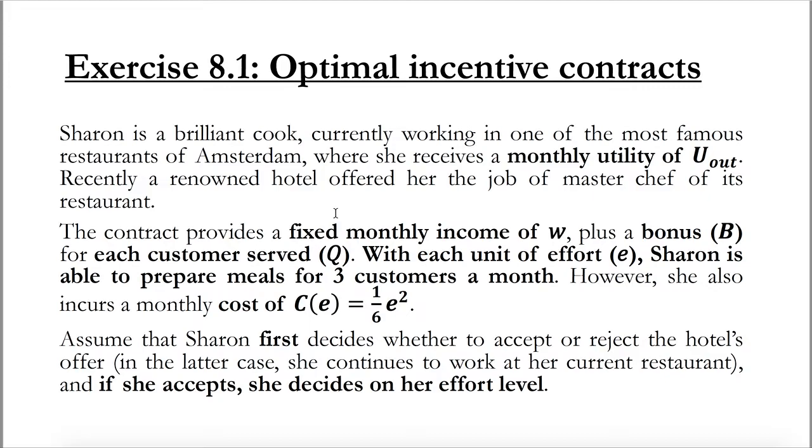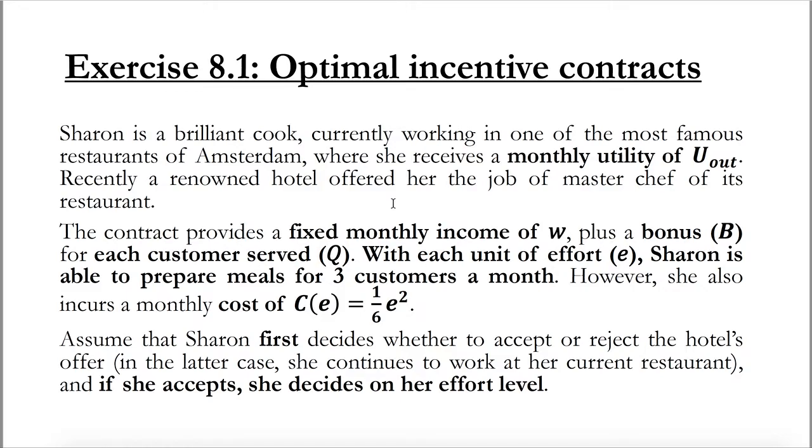We need to know somehow the productivity of Sharon. So with each unit of effort E, Sharon is able to prepare meals for 3 customers. So this is the information that you have here. But she also has a cost. And this cost is C(E) = 1/6 E squared.